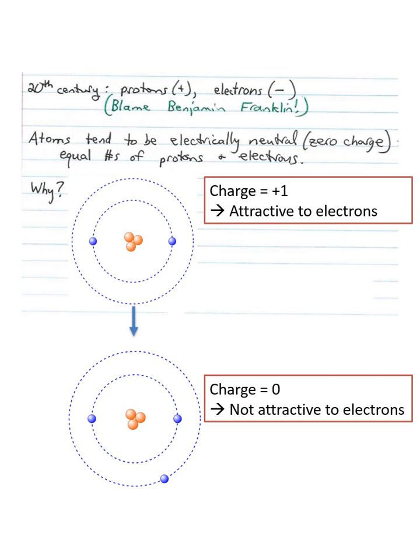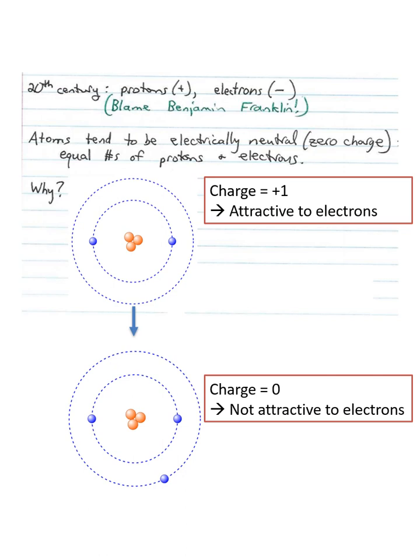Now, atoms, which are made up of protons and electrons, they also have neutrons, but neutrons are neutral particles, and so we leave them out of the discussion. They're not relevant in this discussion. Atoms tend to be electrically neutral, meaning you add up all the positives of the protons and the negatives of electrons, and they tend to come out to zero, meaning equal numbers of protons and electrons, because protons and electrons have equal and opposite charges.